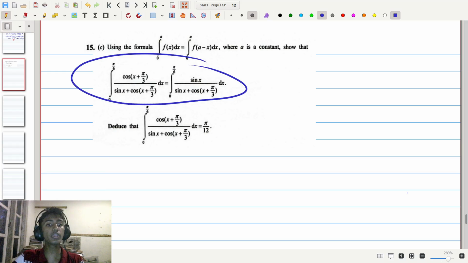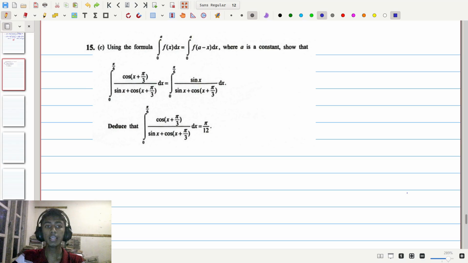Now if we take a look at the two integrals, we can see the first integral is the integral from 0 up to pi by 6, which is of the pattern the integral from 0 up to a of the cosine of x plus pi by 3 divided by the sine of x plus the cosine of x plus pi by 3 with respect to x, and that is supposedly equal to the integral from 0 up to pi by 6, which is matching again the form that we have here, but this time it is of sine of x divided by sine of x plus cosine of x plus pi by 3 with respect to x.